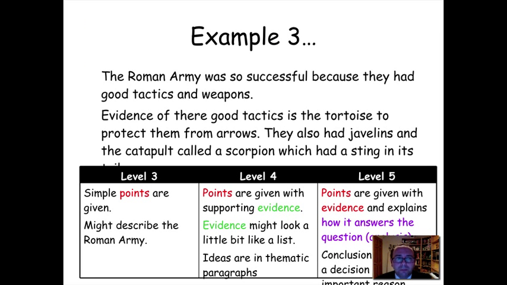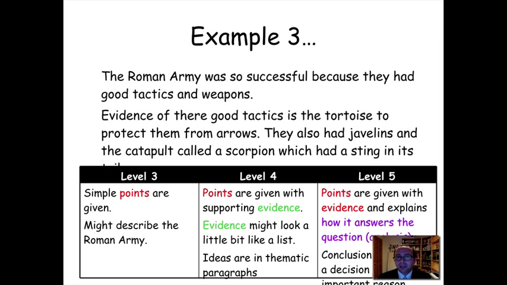Finally, example 3. The Roman army was so successful because they had good tactics and weapons. Evidence of their good tactics is the tortoise to protect them from arrows. They also had javelins and the catapult called a scorpion, which had a sting in its tail. Please pause and analyze this example.